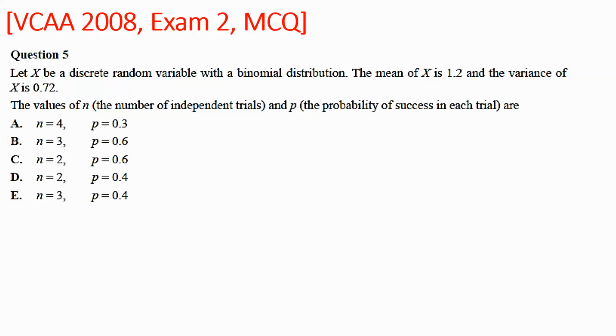Question 5. Let x be a discrete random variable. So already you know it's discrete, not continuous. With a binomial distribution, so they spelled it out for you. It says binomial. The mean, which is the expected value, they told you the mean is 1.2. And the variance is 0.72. Now they ask you to find what is n and what is p. Not a hard question if you just learned what I just taught you. I told you what binomial theorem is.